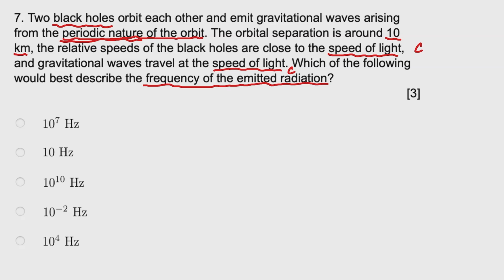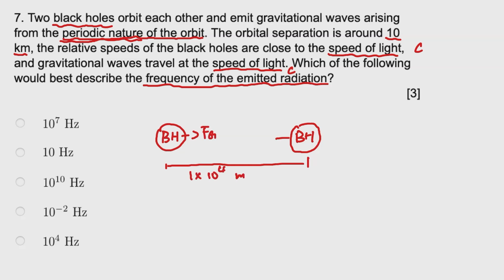First of all, let's draw a diagram. We have two black holes, and their separation is 10 kilometers. There are gravitational forces between them, and they are traveling at the speed of light c. Now, let's calculate the orbit period. We know the separation of the two black holes, which is the diameter between them. Therefore, we can calculate the length of the orbit by using πd. We also know that the speed of each black hole is the speed of light, c.